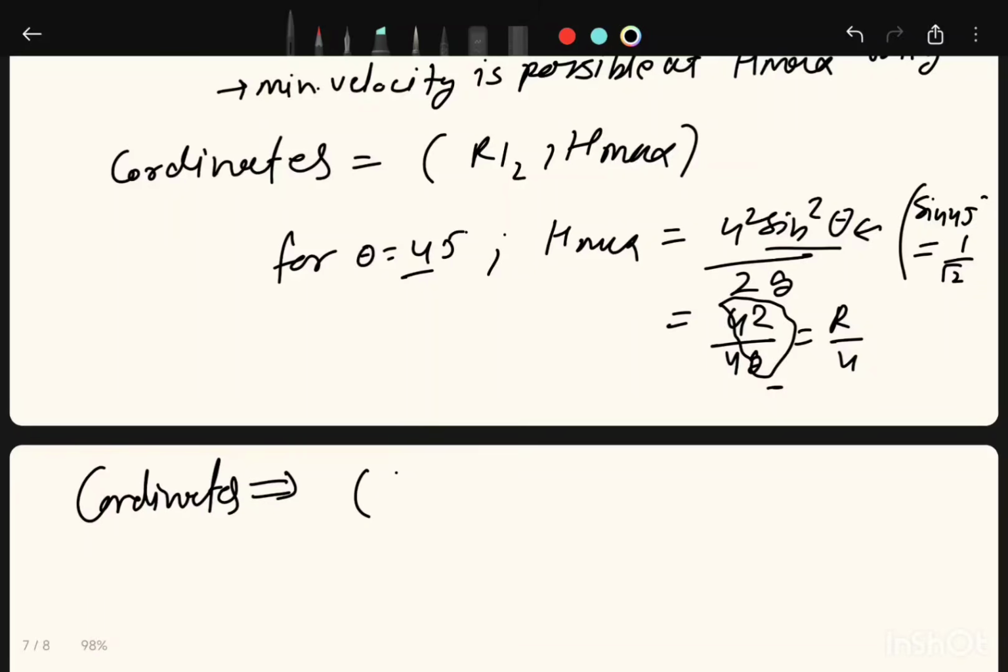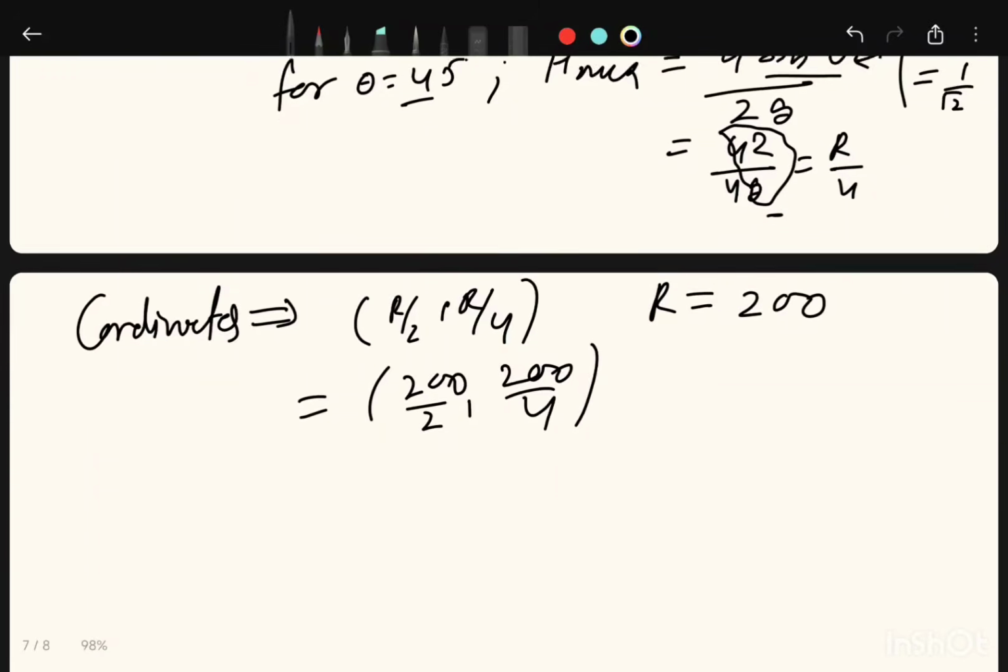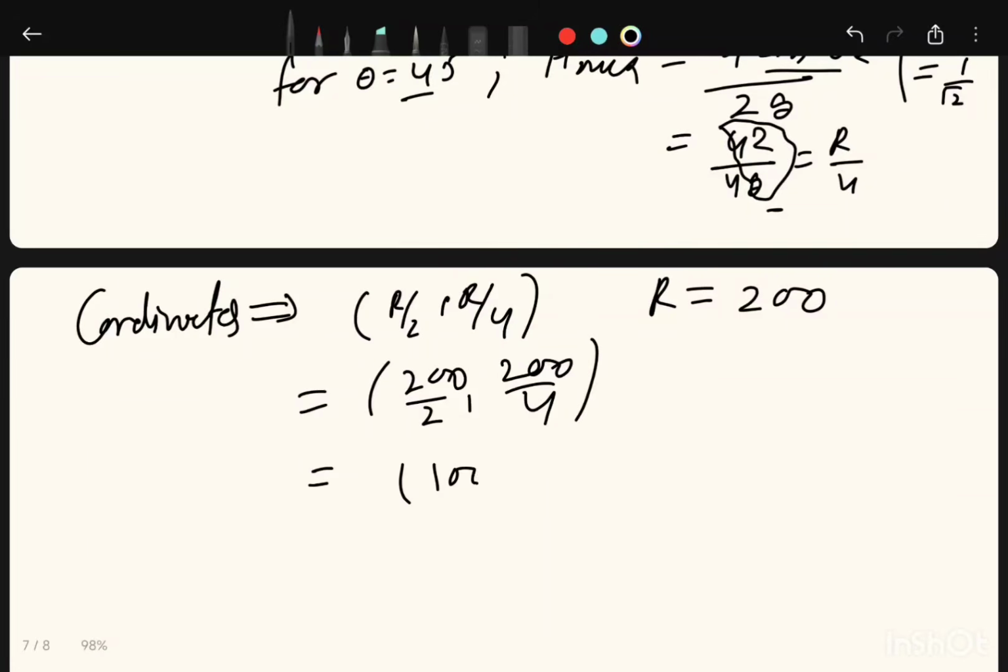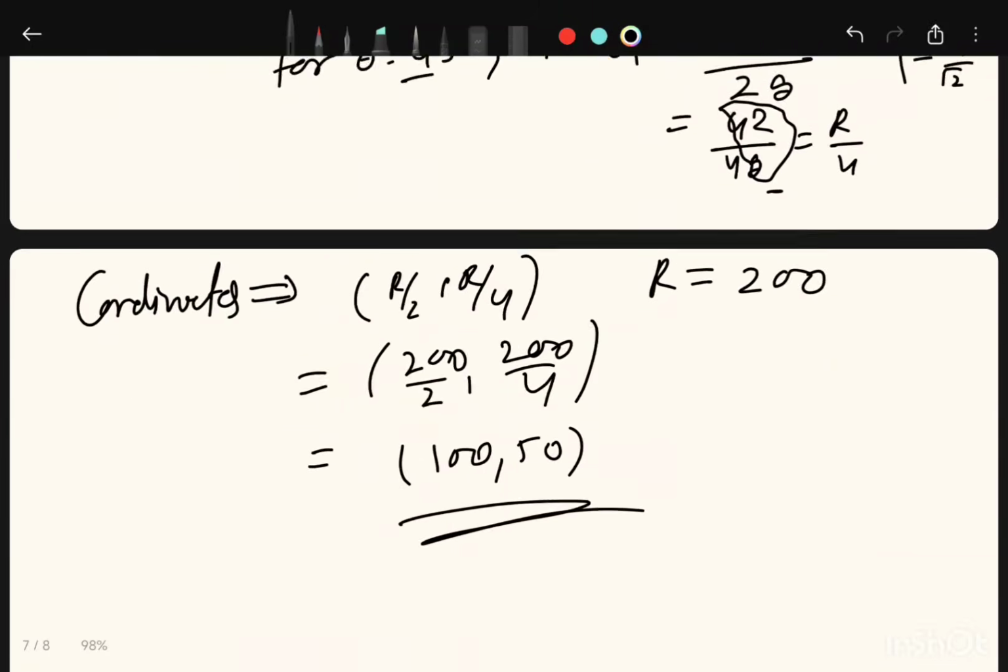So your coordinates will become r by 2 and r by 4, and r is given to you as 200. So your coordinates will be 200 by 2 and 200 by 4, right? So it will become 150. So 150 will be the coordinate for this particular point. So which option is correct? Option 3. I hope this question is clear.